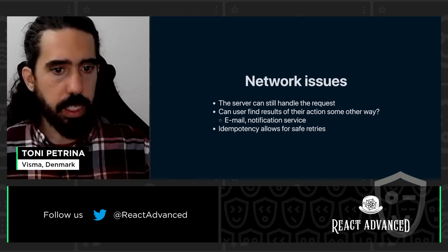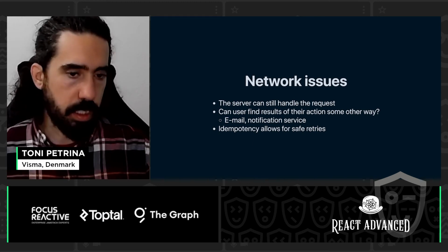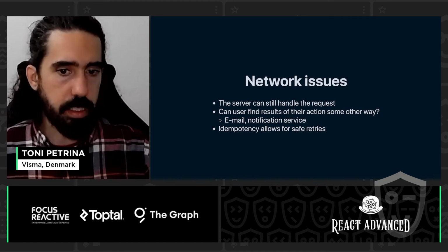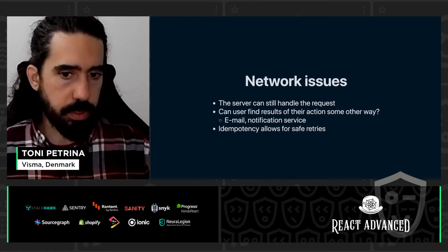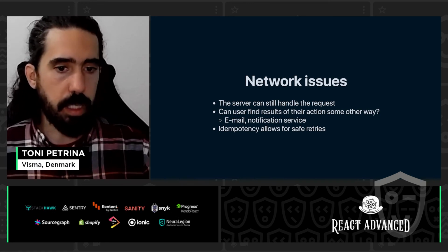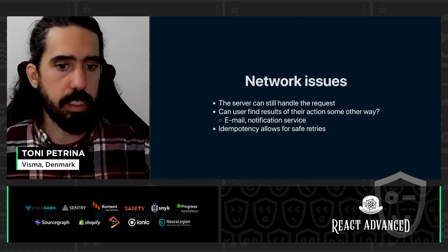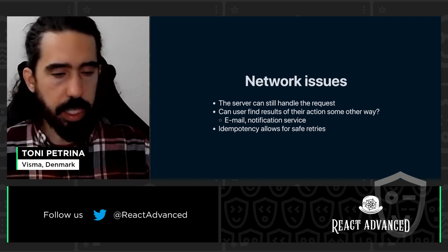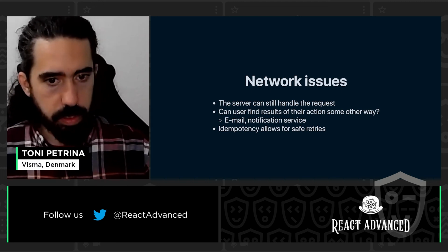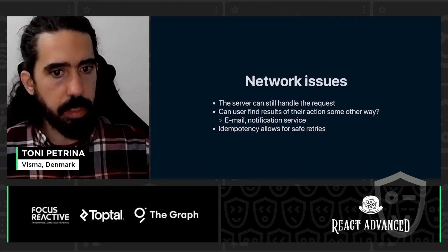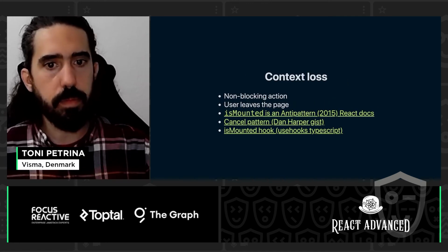So we want to see if we can inform the user some other way, like using an email notification center or SMS, that the action has been completed. As before, idempotency on the actions allows for safe retries because you can actually send the same request twice and the server will not do the same work twice. This requires idempotency. It cannot be done just by analyzing the request because sometimes it's valid to do the same thing with the same data.